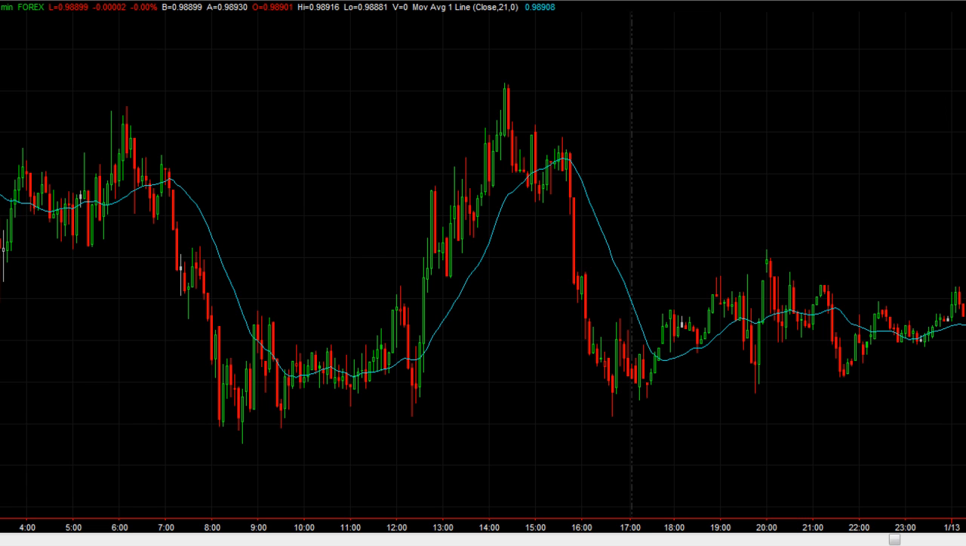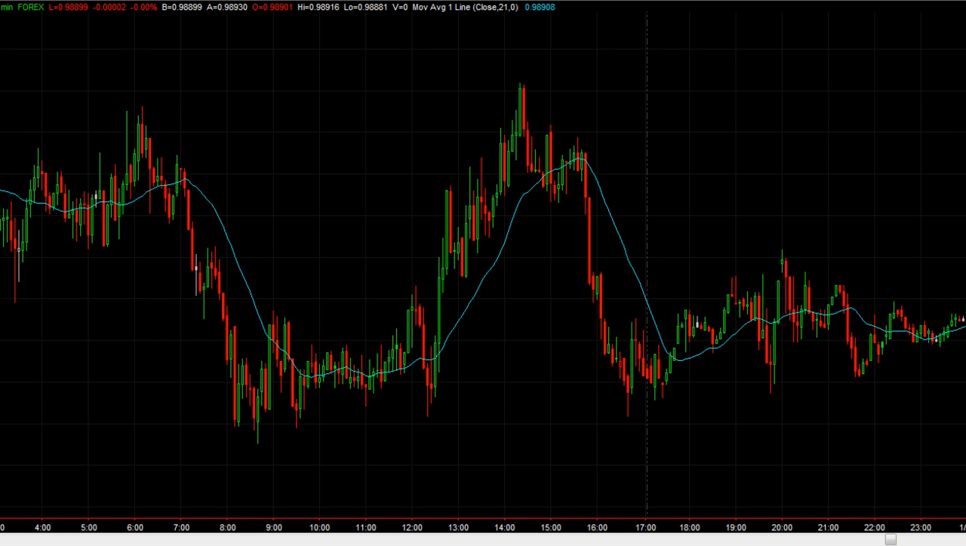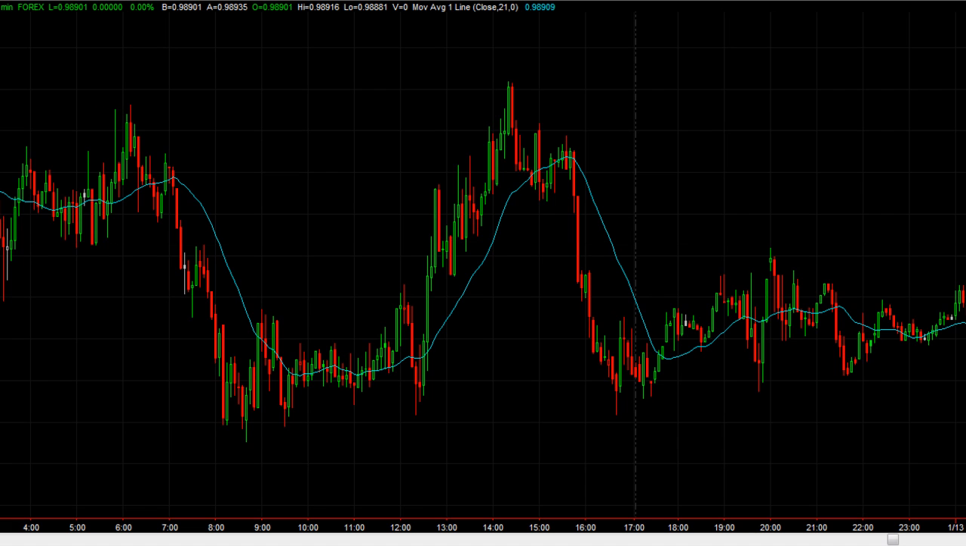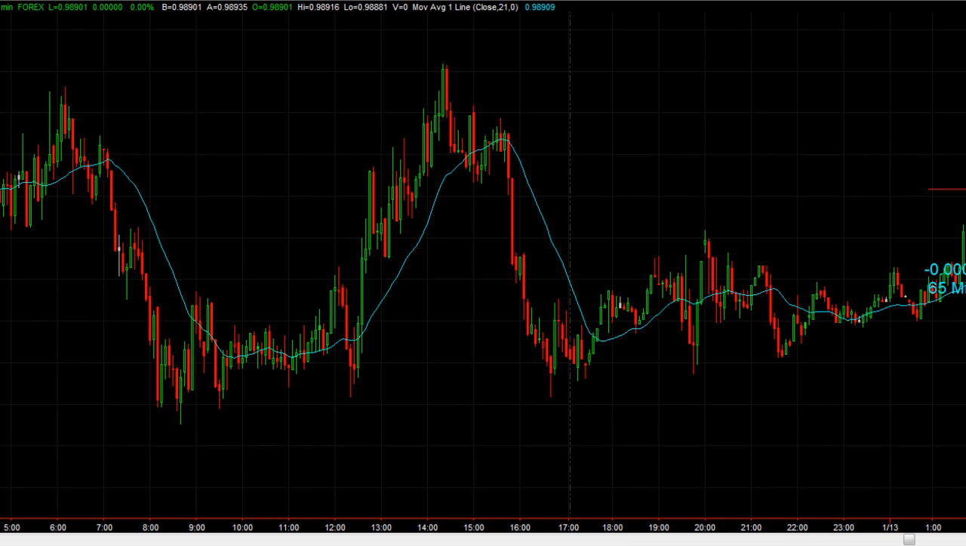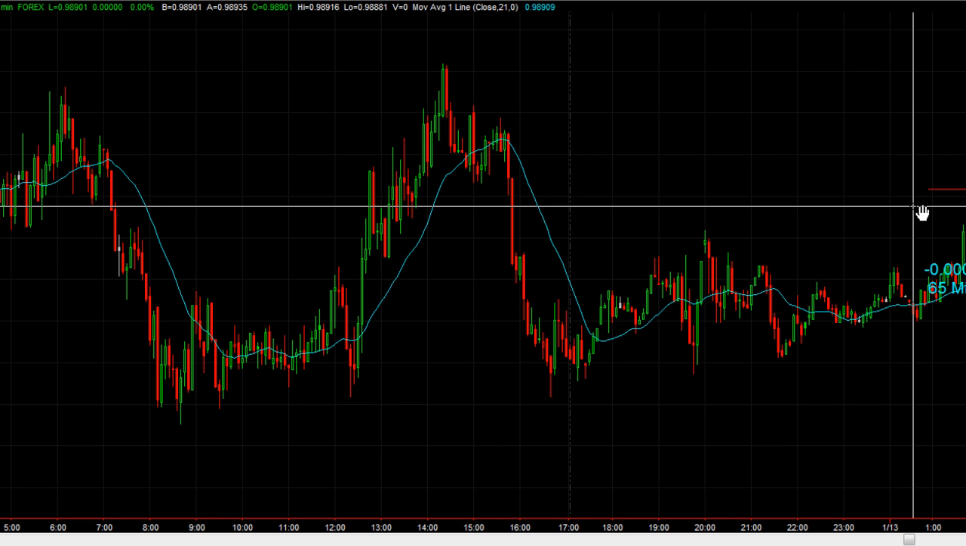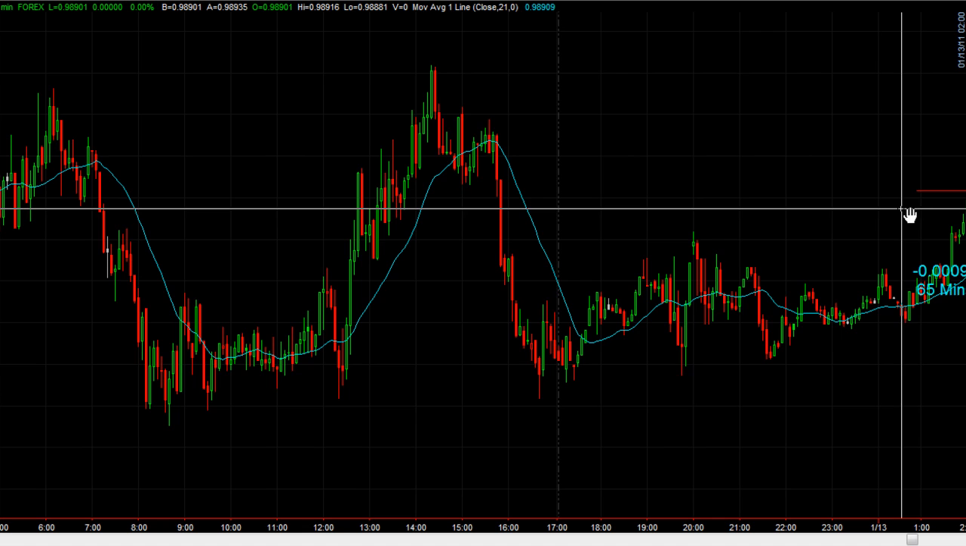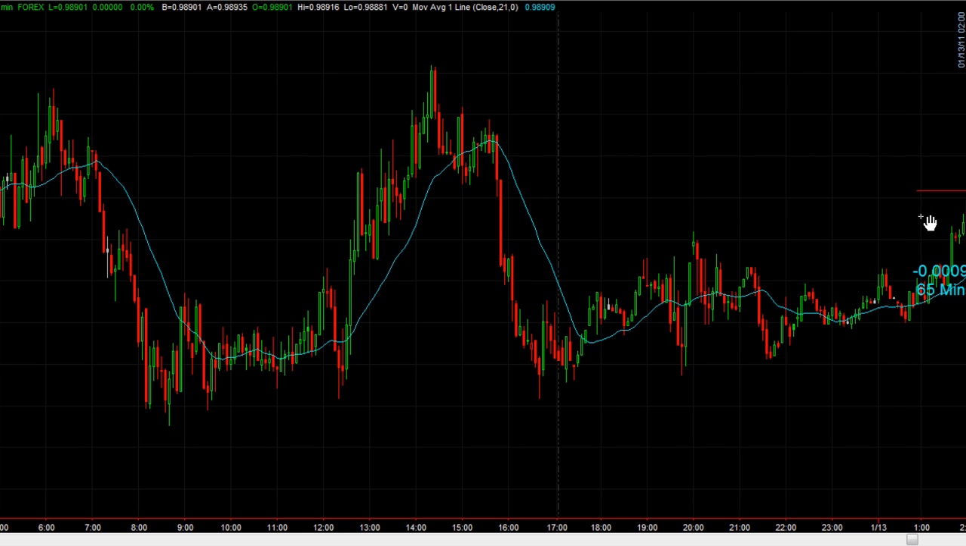We'd have sold right here with a stop above this high, and a 1:1 risk reward would have got us out at the absolute low for a 10 pip profit. We continue, and now we're still looking to sell the USD CAD.